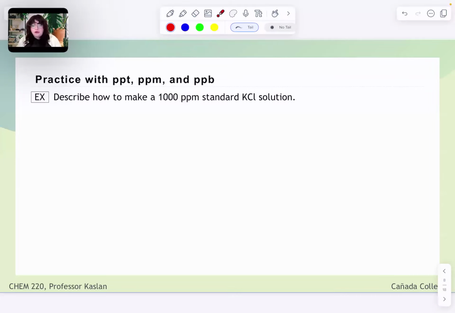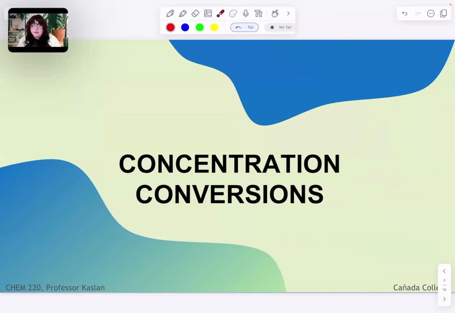And then once we've practiced our ppm and ppb, that's when we're going to get into the process of converting concentration units. So let's say I had the molarity of a solution, but I wanted to know its molality. Or let's say that I had the mole fraction of a solution, but I actually want to know its mass percent or mass per volume percent. How would I make those conversions? So this is where we're headed, concentration conversions.